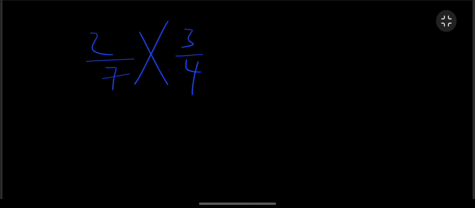So starting off with multiplication, let's say for example you do have these fractions: 2 over 7 times 3 over 4. To multiply these fractions, you first multiply the numerators, that is 2 and 3. Then you multiply the denominators, that is 7 and 4. That is the simple concept of multiplication.